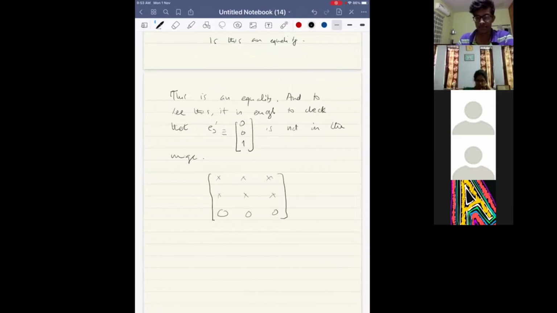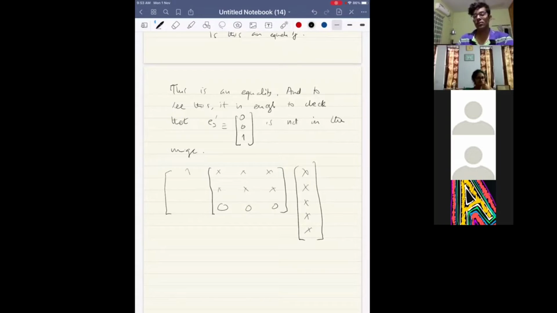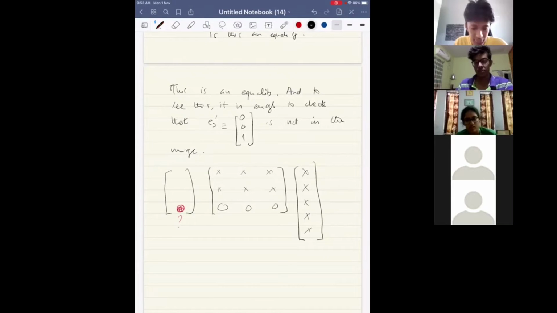You take a matrix of this kind and let it act on any vector of length 5. What will this entry be? This entry is got by, sorry, this is 3 by 3.